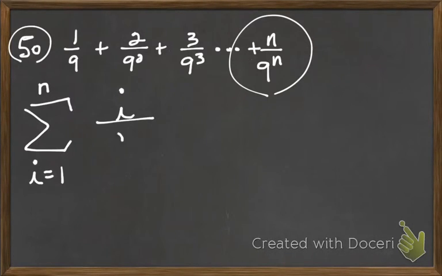I over 9 to the I. The 1 over 9, you might want to think about 9 having an exponent of 1. Maybe that helps a little bit.